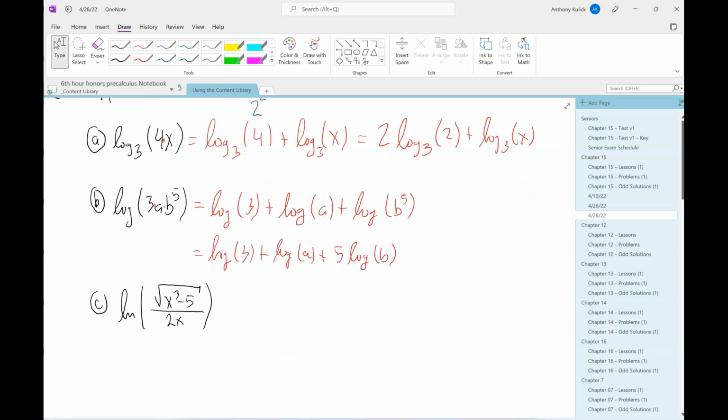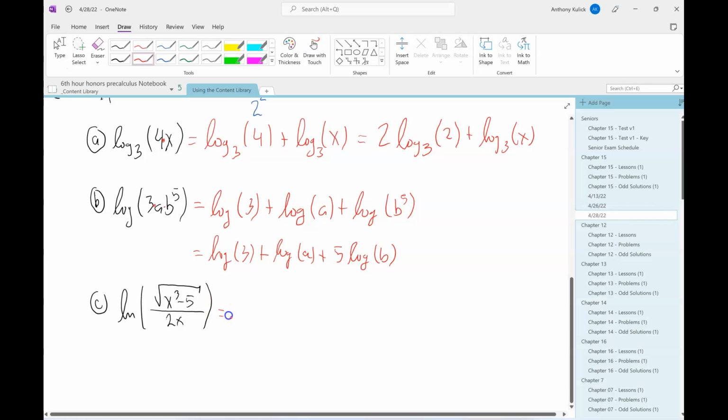Right, so let's say we have ln, or the natural log of the square root of x cubed minus 5, all over 2x. The first property we look for is the quotient property. Do we see any quotient property? Yeah. So that just allows us to split.